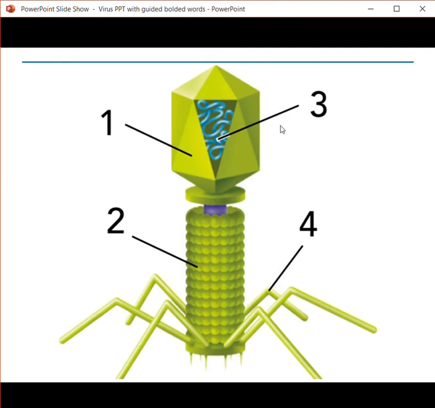Now, number 3 is going to be, boom, your genetic code. In this instance, we're calling it a DNA virus, so this is your DNA. Number 4 is going to be your tail fiber. These are the things that attach on the outside, and then they connect to whatever cell they're trying to get into.